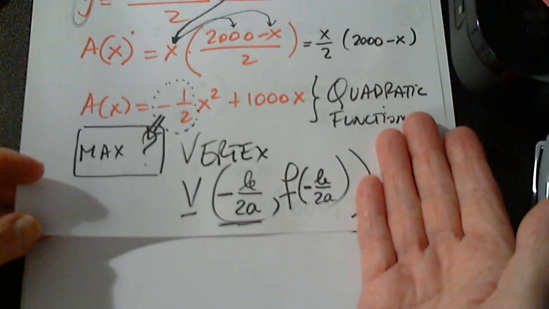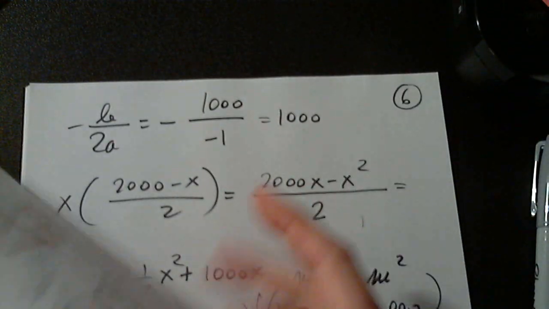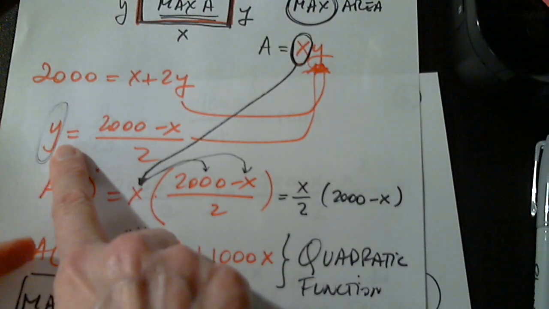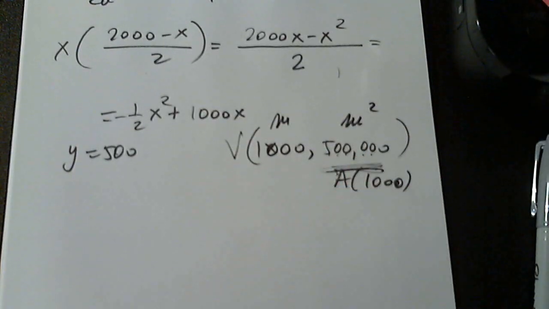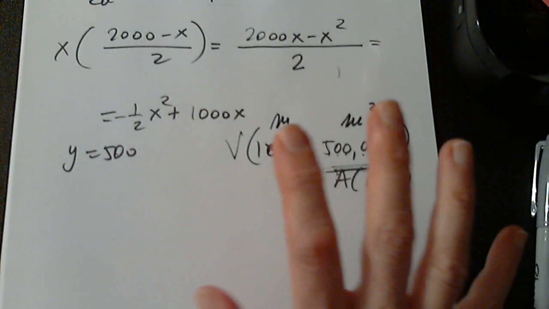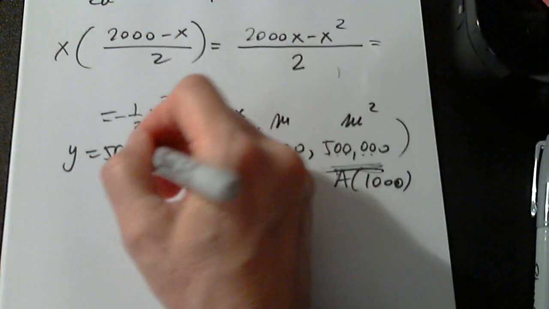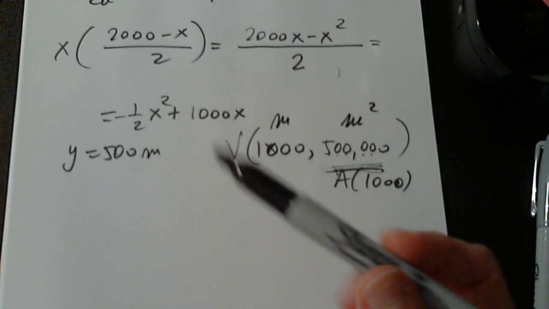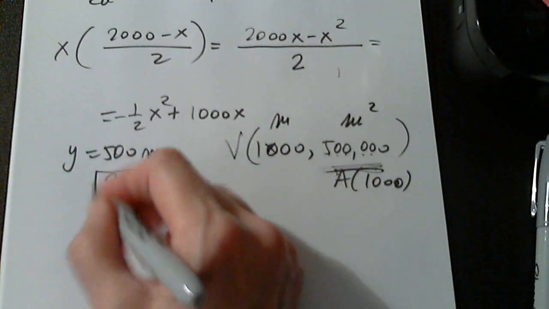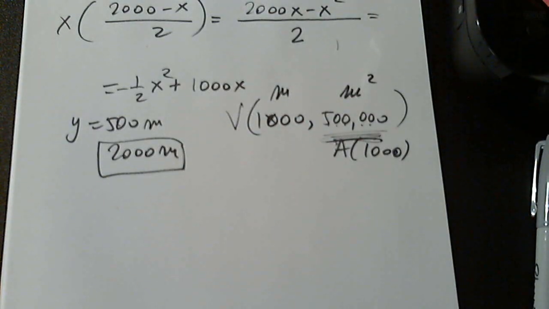We distribute it, we realize it's quadratic. We remember the vertex. We found negative b over 2a. That is our x. We went back to the formula to find y. We multiplied these two to get the area. So 1,000 meters by 500 meters will give us the largest area, keeping in mind the restriction of 2,000 meters. And the largest area is 500,000 square meters.